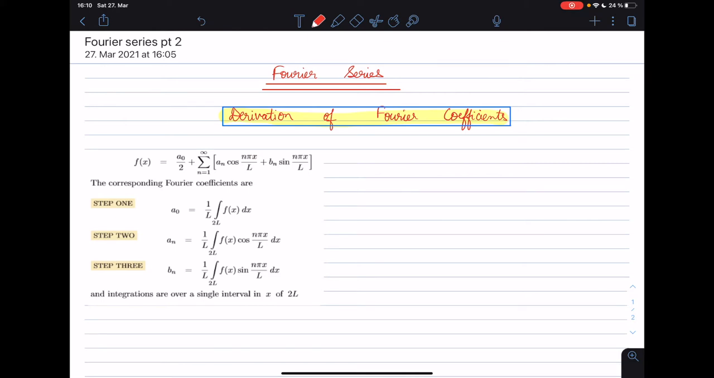So in my last video, I gave you guys a brief introduction to Fourier series, and I told you that a function f of x over here, for example, can be written in terms of an infinite summation of cosine and sine series with the Fourier coefficients a0, an, and bn given by these formulae. However, I did not tell you how we got these formulae for a0, an, and bn. So in this tutorial, I will be deriving the formulae for a0, an, and bn.